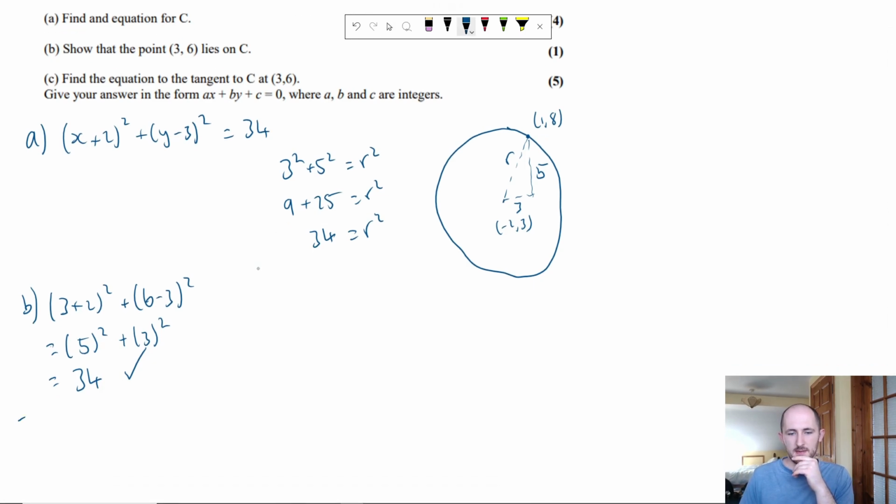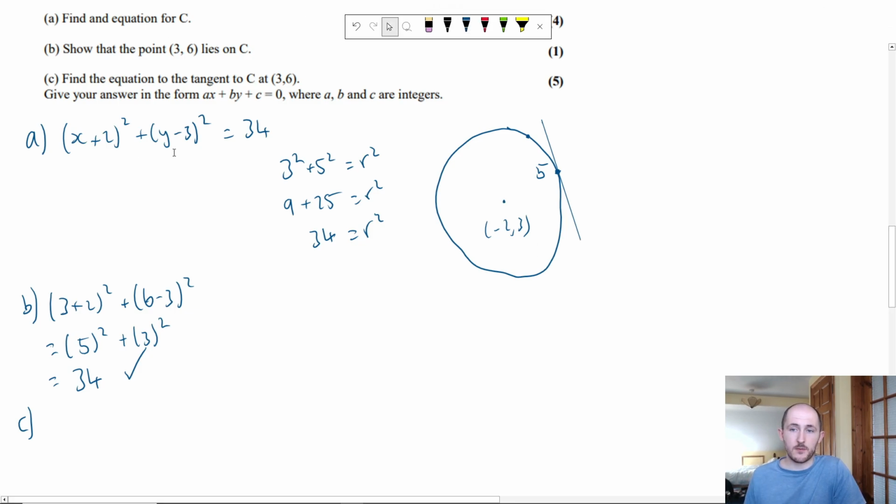Now here's where it gets a bit fun. Now this is basically a GCSE maths question, believe it or not. It says find the equation of the tangent to C at 3, 6. So what I would like to do is probably put 3, 6 somewhere over here. And I'm actually going to erase some of this. However, in your actual exam, you won't need to actually erase it. And that center is minus 2, 3. And it says find the equation of the tangent at this point.